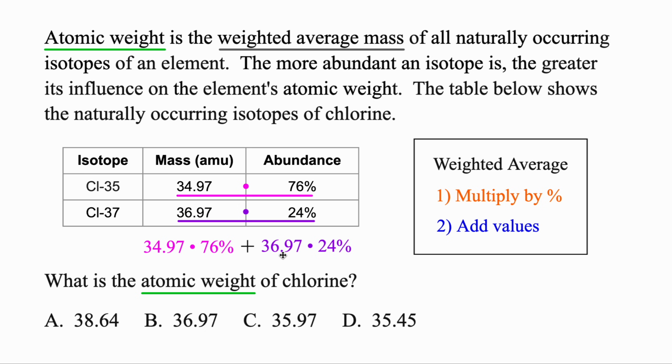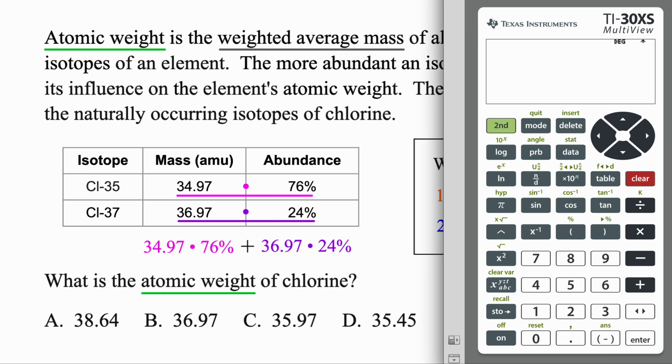But we can type this into the exact calculator that they'll give you on the test, and it's this one here. So let's go ahead and do it. We've got these two multiplied, 34.97 times 76%. Just go ahead and type 76, and the percent is right here. Just use the green button and then that one to get the percent sign to show up. Okay, keep going. Plus, then we've got 36.97.